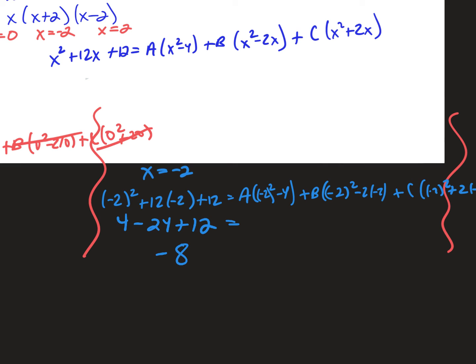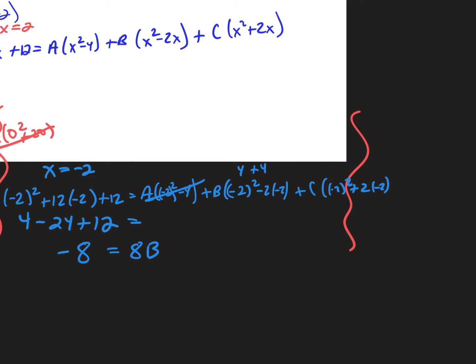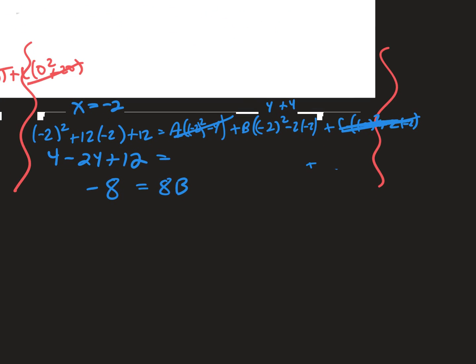All right, now let's simplify up here. What is negative 2 squared? 4, and 4 minus 4 is 0. Second parenthesis. Negative 2 squared, 4. Minus 2 times negative 2, so that's plus 4, right? So that gives me positive 8, so 8B. And then I have negative 2 squared, which is 4, minus 2 times 2. 0. Yep, that cancels out. So what does B equal, guys? Negative 1. Negative 1, yep.